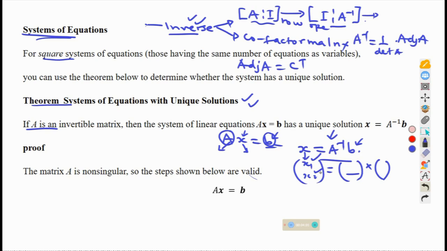So the system can have x1, x2, x3. The system can have x1, x2, x3, x4, all that one there. But basically, we shall use what we call AX = B. We first place it in this form.